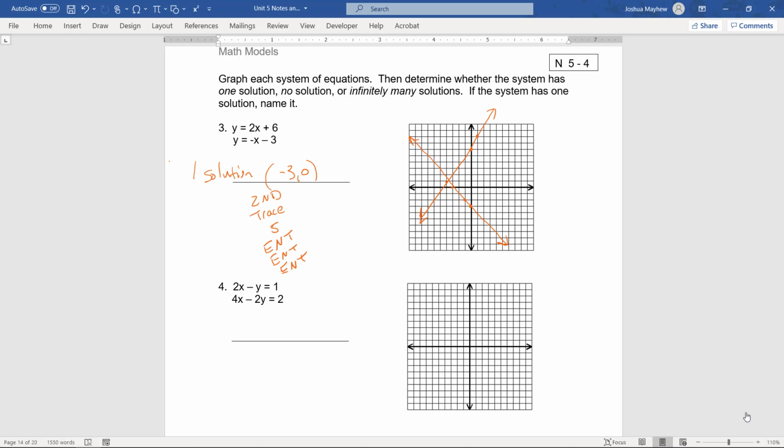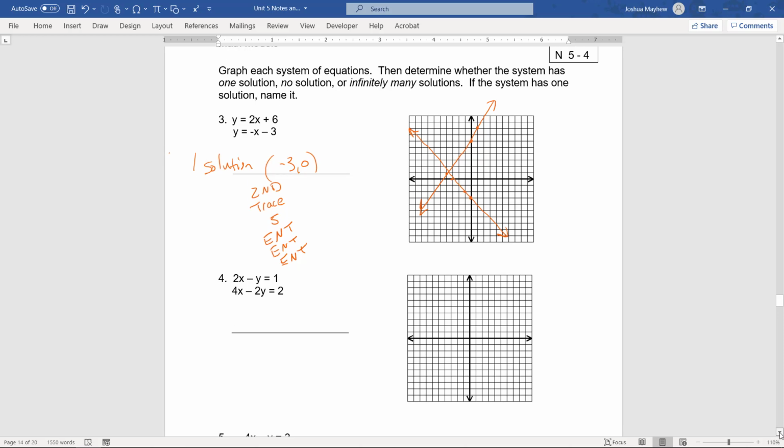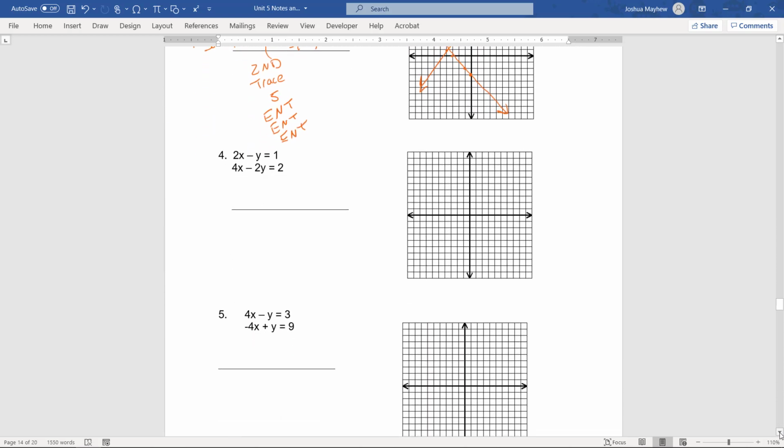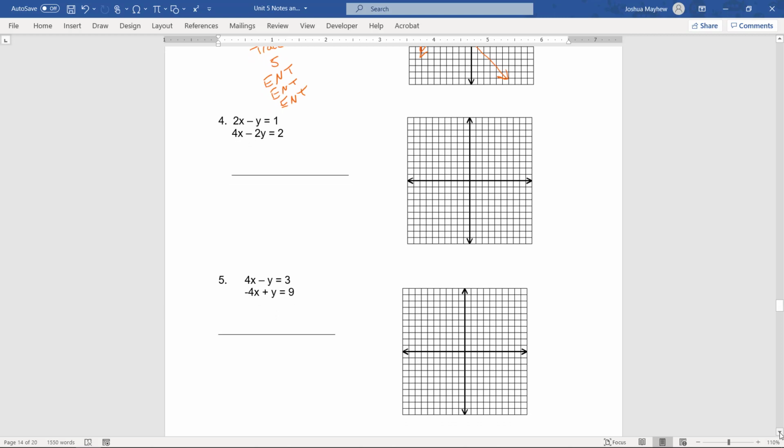Now we're going to do number 4 together. Whether you find the answer on your calculator or not, you always need to sketch a graph. Notice that they're in standard form, so we need to change the form first. The first one is 2x minus y equals 1. Subtract 2x from both sides, you get -y equals -2x plus 1. Divide everything by -1, so y is 2x minus 1 is the first equation.